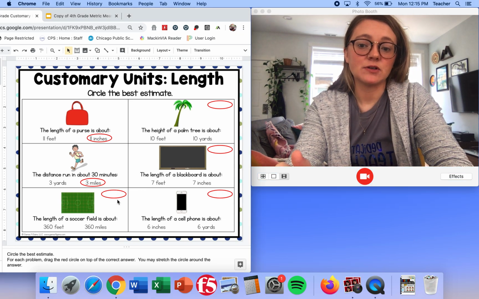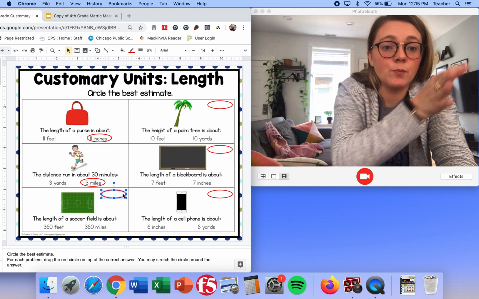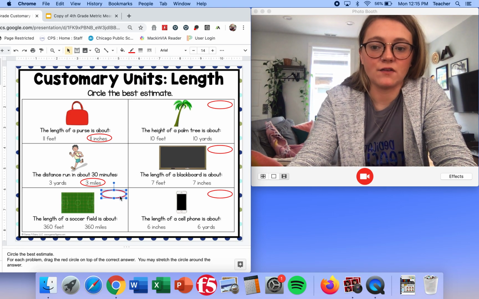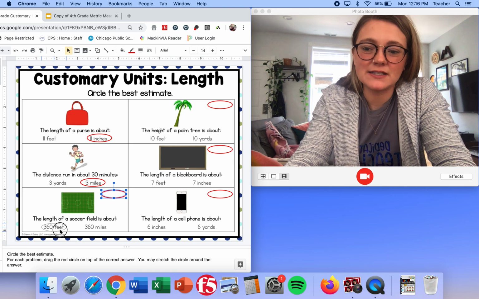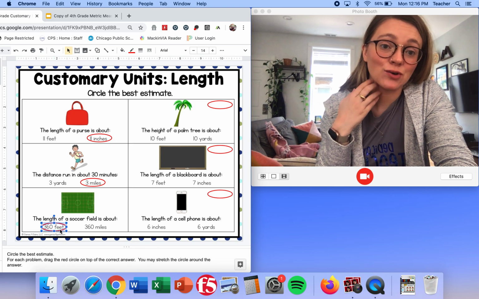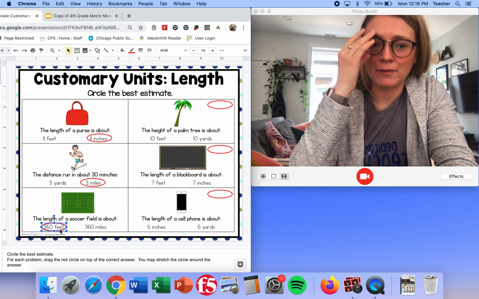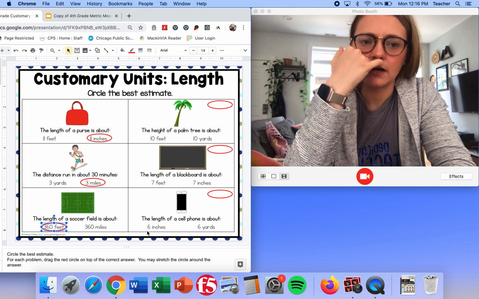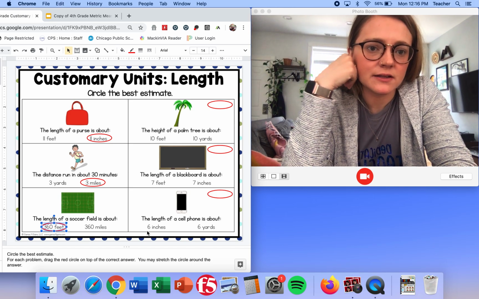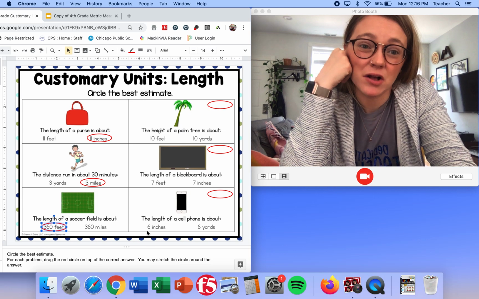I would say it makes more sense for it to be 360 footballs lined up would be the length of a soccer field versus 360 miles, which would take you a very, very long time. And a soccer field, think about it, you can get across a soccer field in quicker than 20 minutes. So it's less than a mile long.